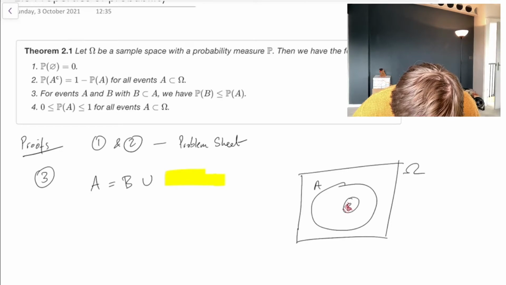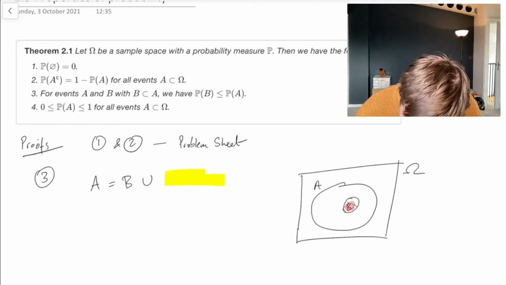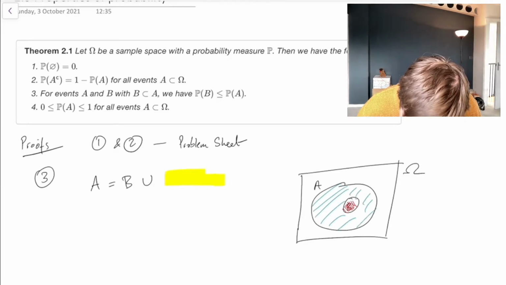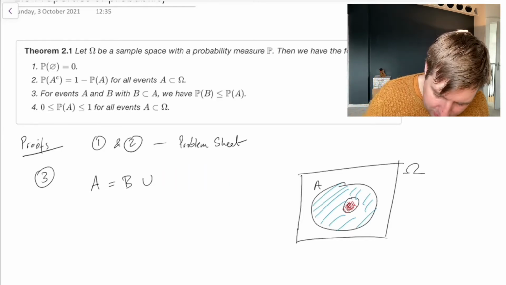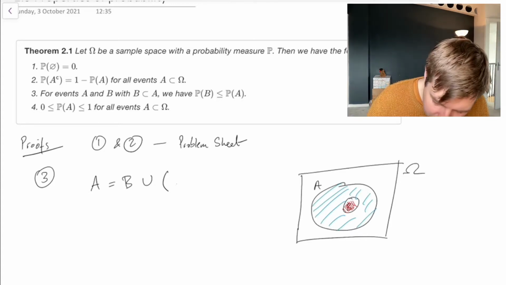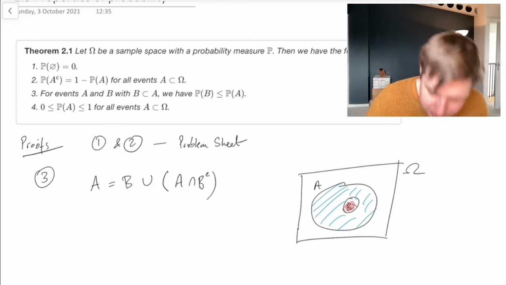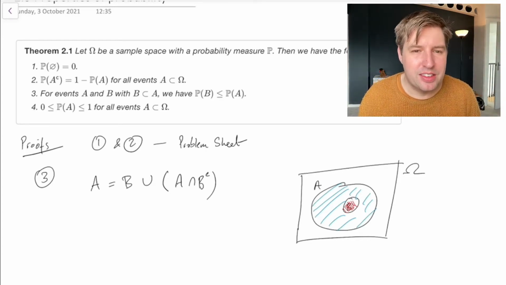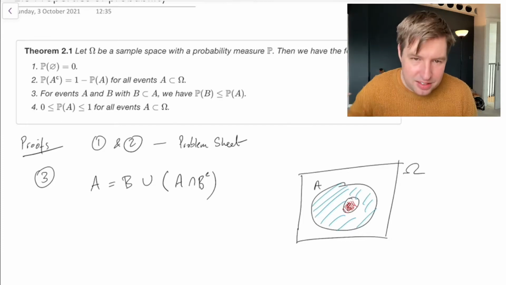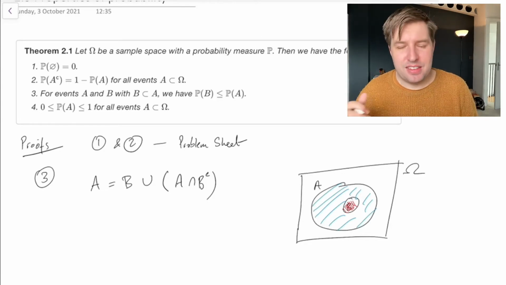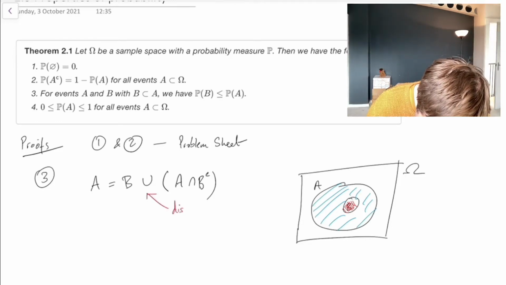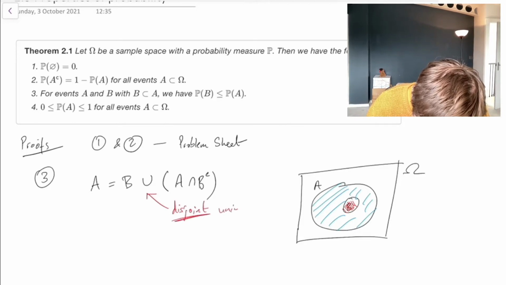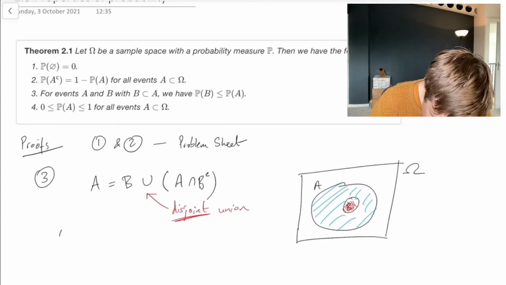So B is this bit in here. So if we want it to be a disjoint union, then what we want is this bit around here that's in A, but not B. Because then that, together with B itself, would make up A as a disjoint union. So what we want there is the bits of A that aren't B. That's A and not B. That's what the thing I've shaded in blue there is. It's all the stuff that's in A intersect B complement. A intersect B complement is the stuff that's in A but not in B. So very, very crucially, it's a disjoint union. So that means that we can use axiom 3.